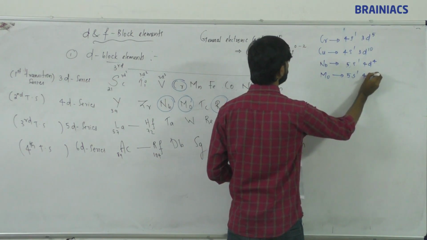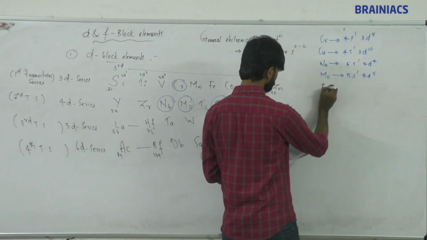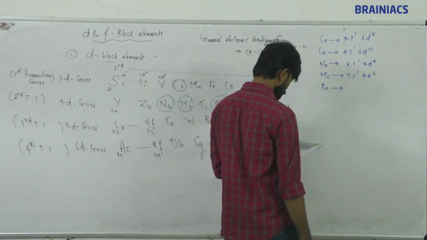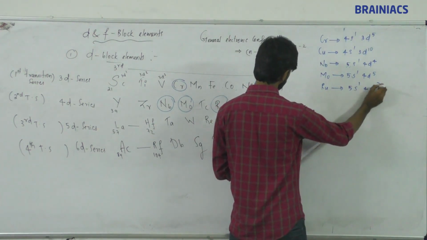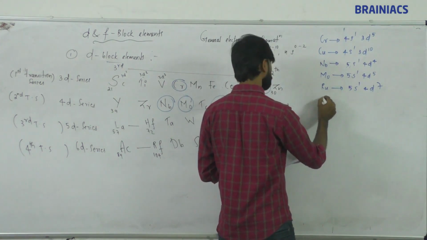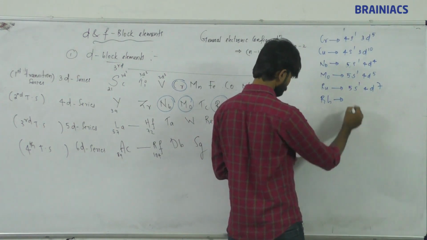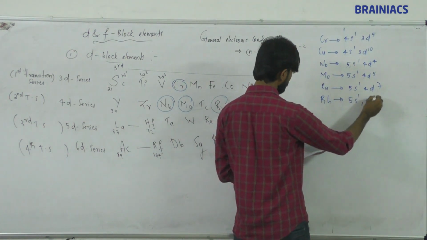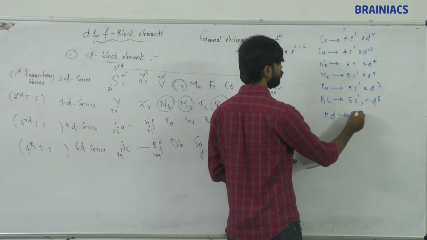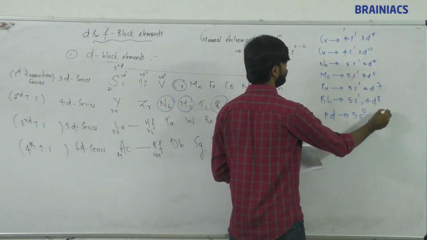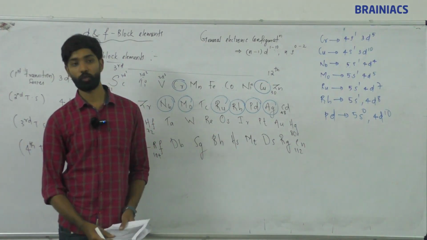Molybdenum is 5s1 4d5. Followed by ruthenium, 5s1 4d7. Ruthenium followed by rhodium, 5s1 4d8. Followed by palladium. Palladium is entirely different: 5s0 4d10.